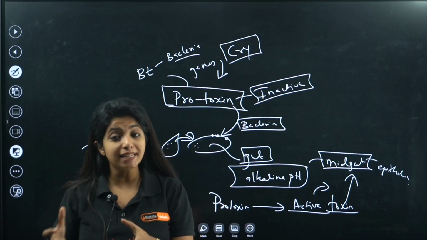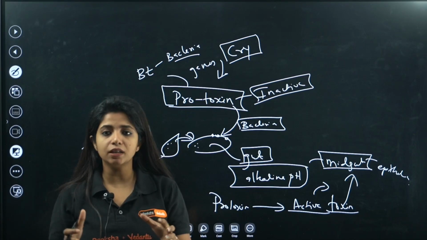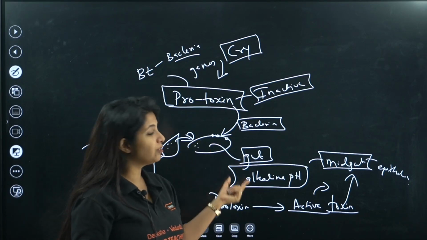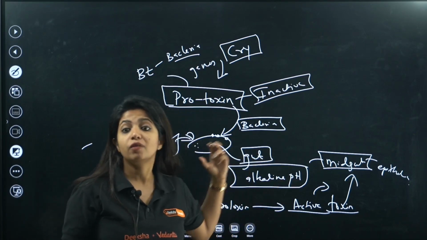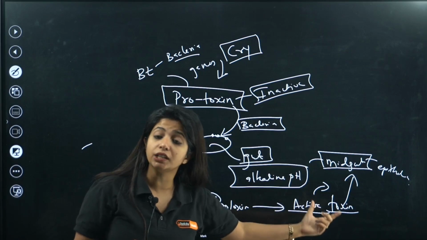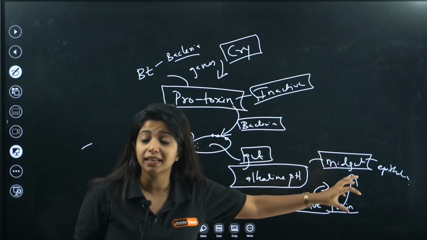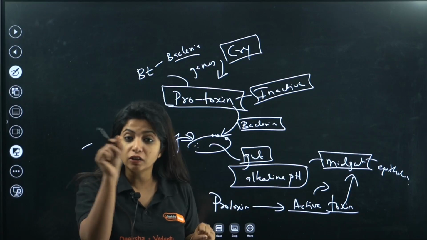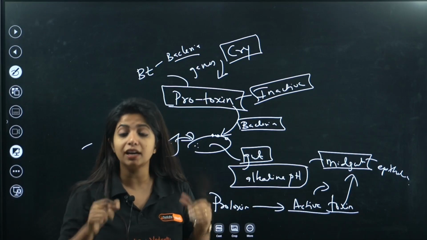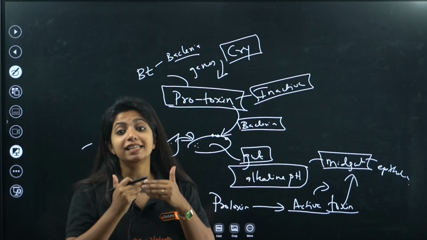Now, when an insect has it, what actually happens is that the gut of the insect has an alkaline pH, where the protoxin converts into the active version of the toxin, and now it will cause trouble in the midgut epithelium right over here. It will make pores in the epithelial layer, causing the death of the insect.